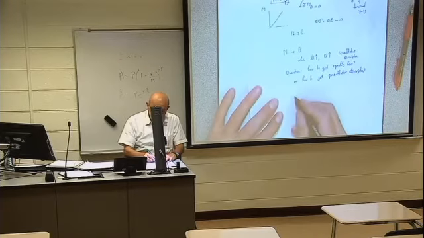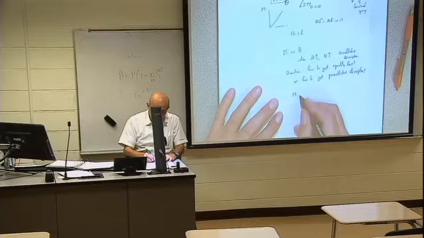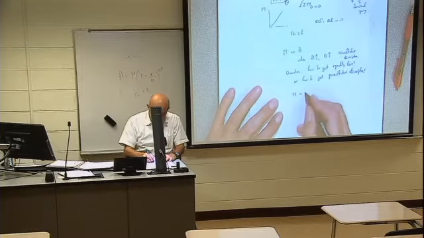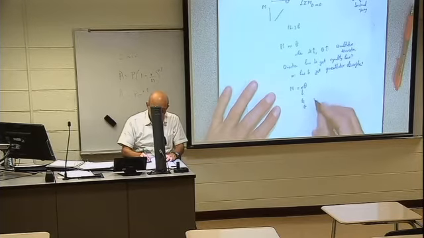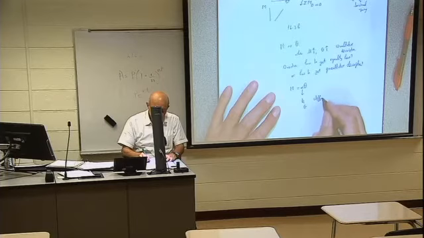So then we have some coefficient. Moment should equal some coefficient times theta. So this coefficient is called K theta. Okay? Stiffness. And it can be measured.